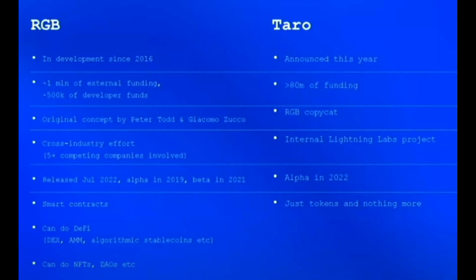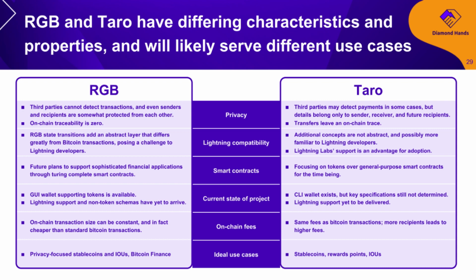And so I'll flash up this comparison, which we should keep in mind is biased from the RGB lens. But I do think it has some good points in it, right? Taro is obviously very recent. It's being backed with an enormous amount of funding, and it does in fact share a lot of the design features of RGB in terms of having some of this client-side validation. And so without going into some of these points around copycat and this and that, it is worth noting that RGB is a much more expansive system than Taro, which is really focused on tokens on Bitcoin as opposed to general purpose smart contracts.